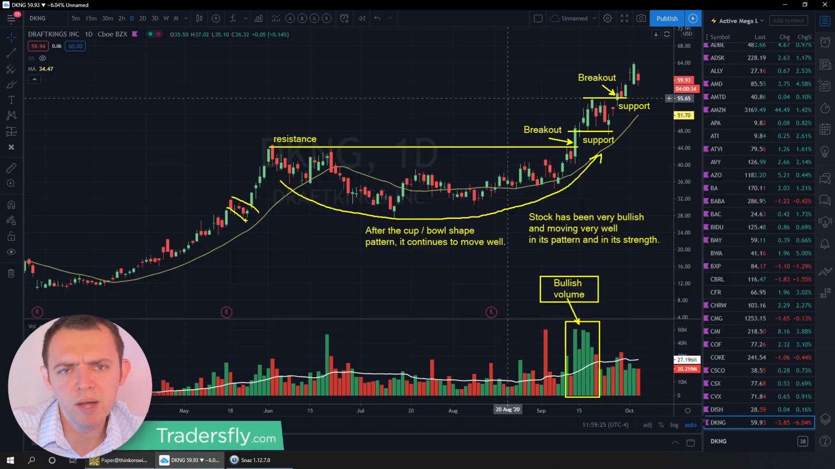And with pullbacks and things like that, as long as it has healthy movements, pullbacks, that's a good thing for this stock. You know, people are big into this kind of thing. Not me personally, but a lot of people are into these DraftKings sports-related online type of stuff.